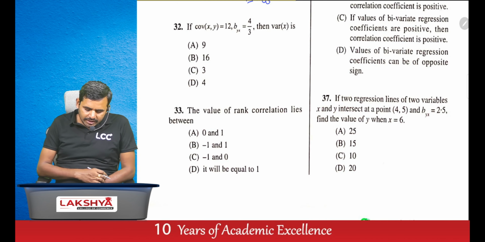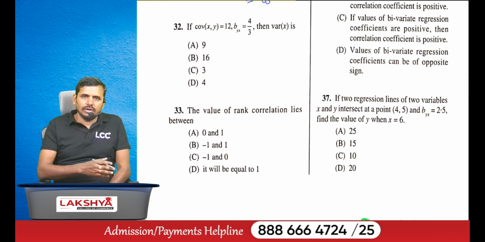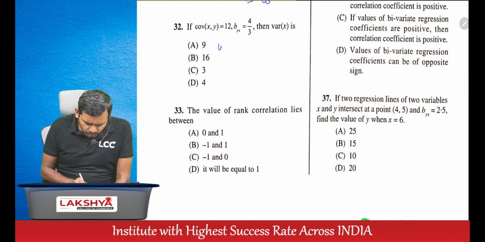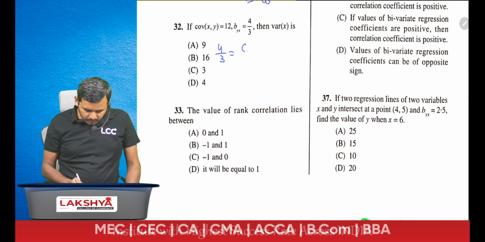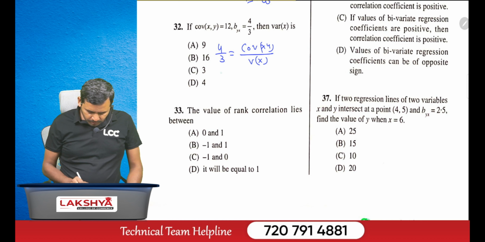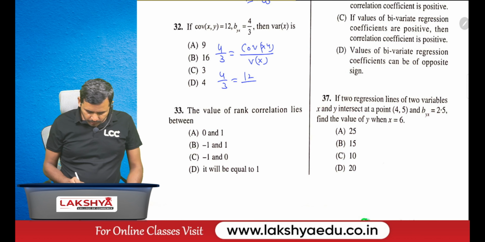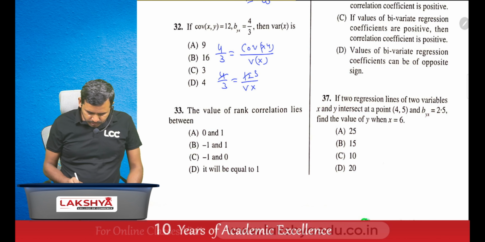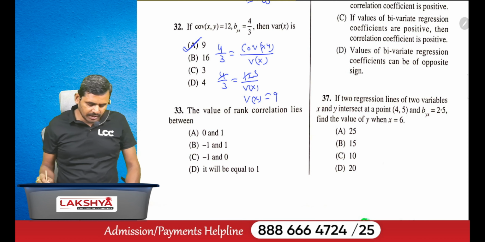32. Covariance of x comma y is 12. Byx is 4 by 3. What is the variance of x? 4 by 3 is equal to the Byx formula: covariance of x comma y by variance of x. That is 4 by 3 equal to 12 by variance of x. The 4 by 3 cancel out. Hence, variance of x is equal to 9. Hence, the right answer is A.